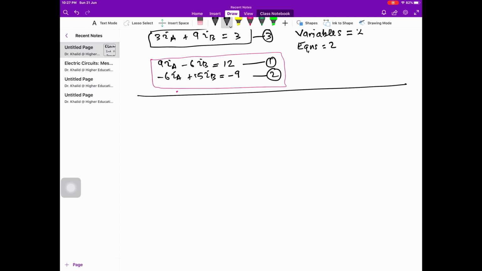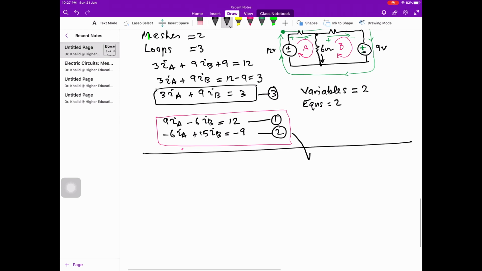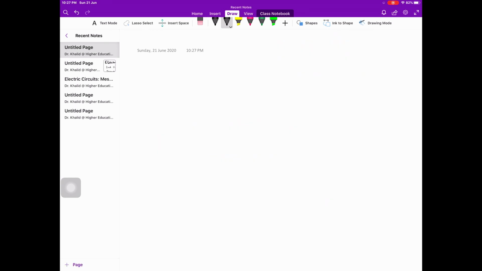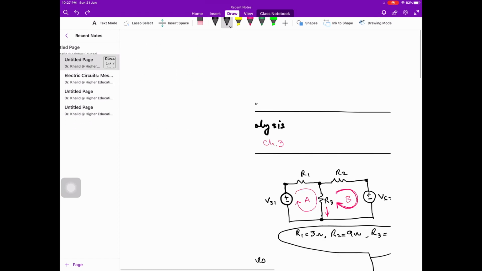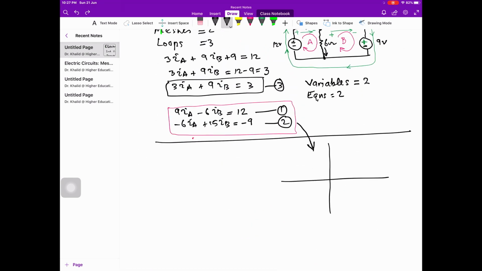Now, you can solve these two equations graphically, as I have explained in the previous lecture. Solving these two equations graphically, we have two equations, and sorry, something went wrong with it. Sorry for that. Let this axis represent IA, and this axis represent IB.